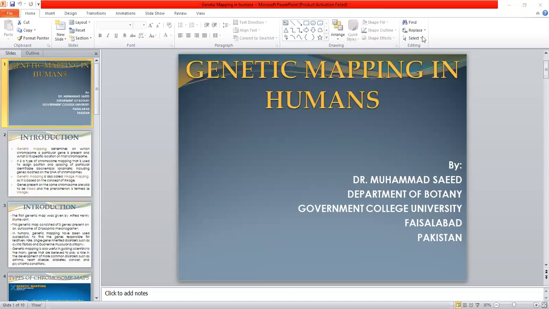Our lecture today is about genetic mapping in humans. This is a chromosome mapping technique which can identify genes present on different chromosomes and their specific location on a chromosome.